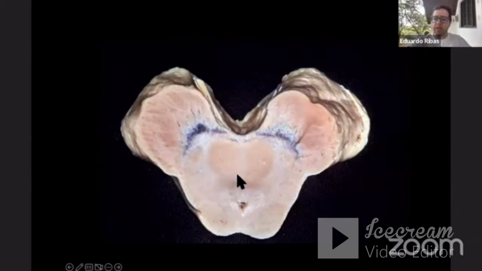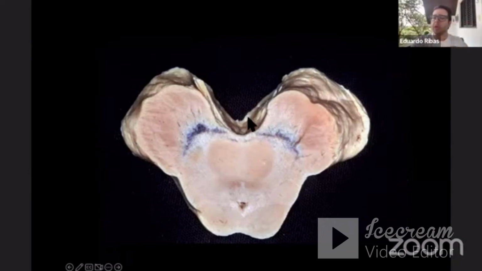Here is an axial cut of the midbrain, the mesencephalon. As I said, the anterior aspect is called the cerebral peduncle, the intermediate one is called the tegmentum, and posteriorly we have the tectum. What I want you to pay attention to here is how one brainstem will subdivide into two diencephalons and then two cerebral hemispheres. This division is made by the presence of these two cerebral peduncles.